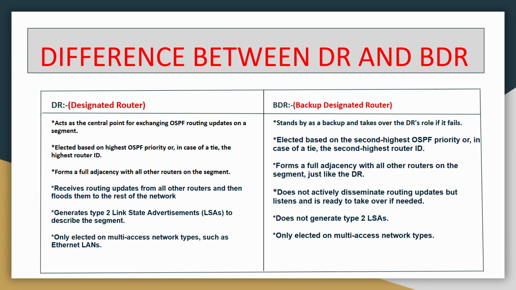BDR, Backup Designated Router: stands by as a backup and takes over the DR's role if it fails. Elected based on the second highest OSPF priority, or in case of a tie, the second highest router ID. Forms a full adjacency with all other routers on the segment, just like the DR. Does not actively disseminate routing updates, but listens and is ready to take over if needed. Does not generate Type 2 LSAs. Only elected on multi-access network types.